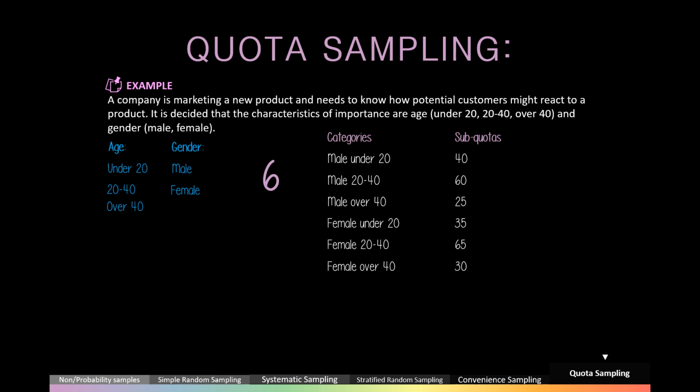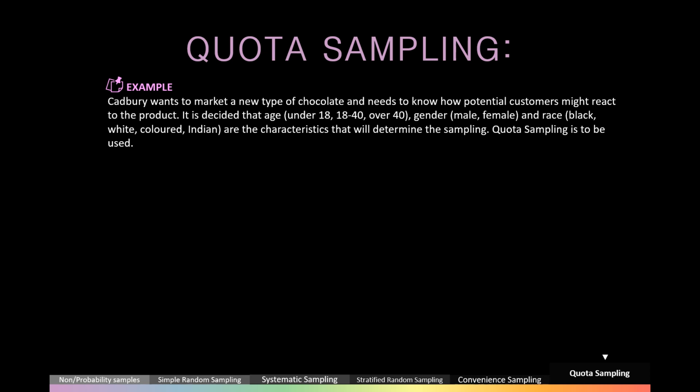And the last step is to get the required information until all our quotas are full. And a way that we could do this is using convenience sampling. So we could go to a shopping center and we could survey people until all the quotas are full. The previous example was more to show you how quota sampling works. This example is more along the lines of something that may come out in a test.